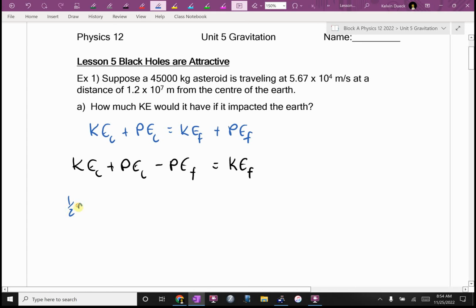It's going to be a half m v initial squared plus mg. Oh, no, not mgh. We're cosmic. Negative big G, big M, little m over R initial minus negative big G, big M, little m over R final. That equals the final kinetic energy.